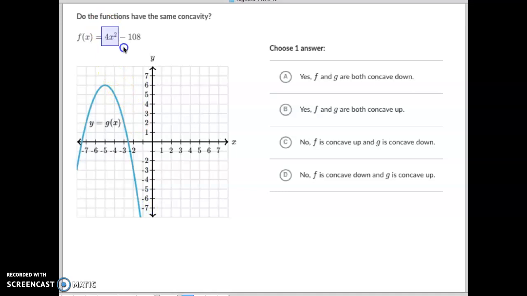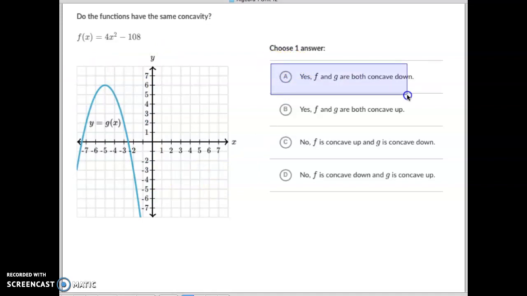When it's in this equation, you simply need to look at the number or the coefficient in front of the x squared term. If it is a positive number like this one is, then it has an upward concavity. If it has a negative in front of that x squared, it would have a downward concavity. So because this one's positive, this one will open up while this one opens down. So f is up and g is down.